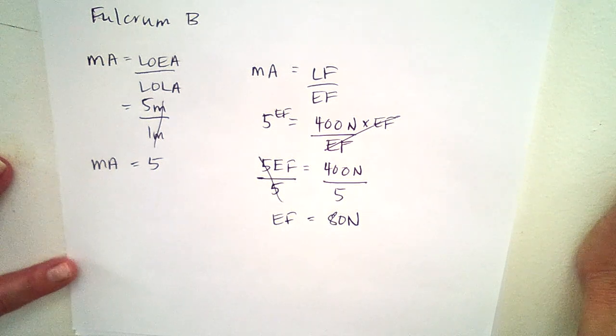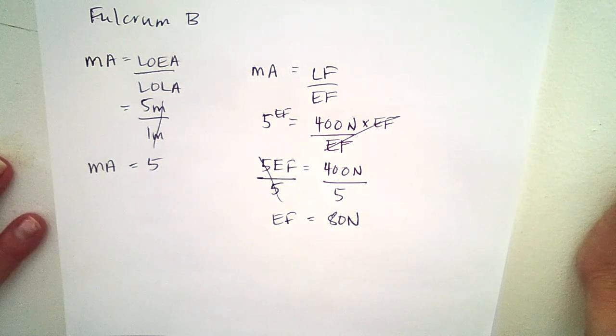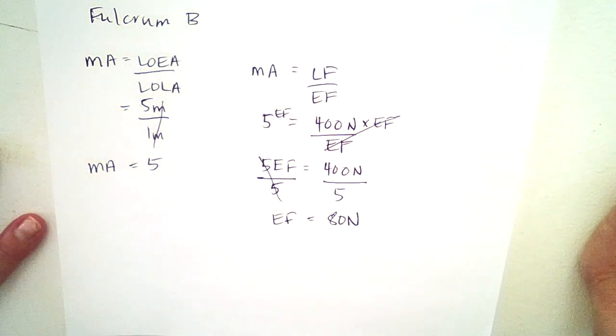Okay, so you can see that in this situation, fulcrum B would be the better mechanical advantage, and therefore would require less effort force to move those tires. And that supports the idea that we talked about a few weeks ago, that as you increase the length of the effort arm, then you increase the mechanical advantage.